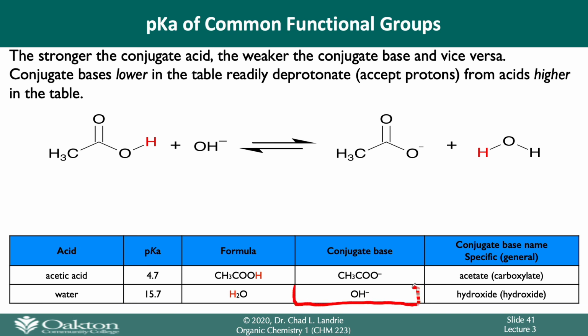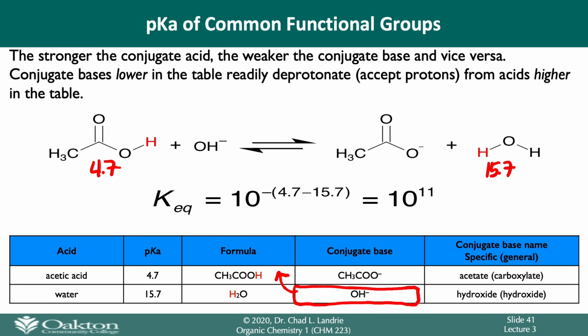Hydroxide, the conjugate base, can react with all of the conjugate acids above it to give me KEQs bigger than 1. So acetic acid will react with hydroxide to give us acetate and water. KEQ would be bigger than 1. If you wanted to do the math, you could, because you have the pKa values here. Acetic acid is the acid on the left. Water is the acid on the right. And if we use that equation we saw before, we get a KEQ of 10 to the 11th. That's very big. This equilibrium lies far to the right.